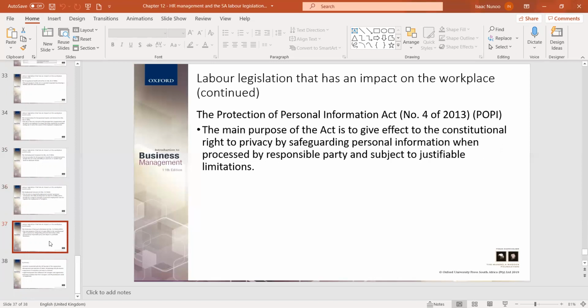Lastly, let's talk about the Protection of Personal Information Act. The Protection of Personal Information Act gives effect to the constitutional right to privacy by safeguarding personal information when processed by a responsible party, subject to justifiable limitation. So this act, for example, in terms of our information that is with certain companies, certain data or communication networks, we have certain rights that protect clients so that certain personal information is not processed. So maybe we are given certain notice or not.